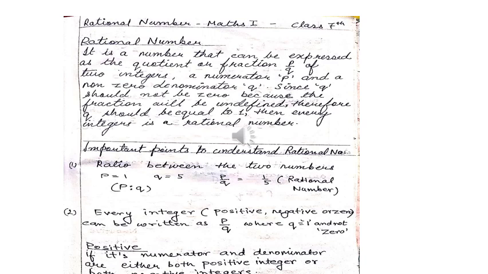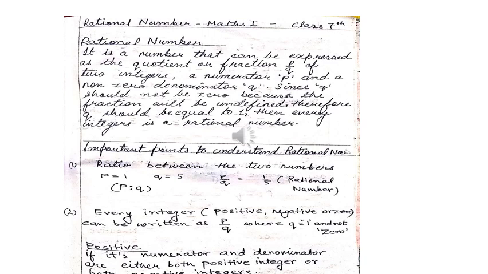Now, look at the spelling of rational: R-A-T-I-O. If you separate R-A-T-I-O from rational, it is ratio. So, let us discuss a few points to understand a rational number. First, the ratio between two numbers, p equals 1 and q equals 5, we can represent as 1 upon 5. They are both positive integers.